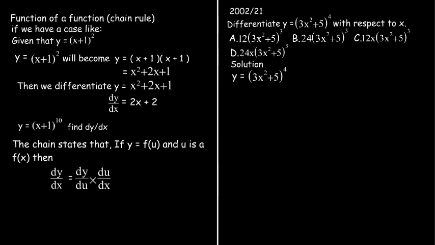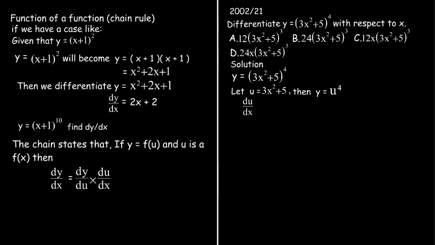Now at this point we are going to introduce another variable to be equal to all the elements in our bracket. So for example, we can say let u be equal to 3x squared + 5. Doing so, our original equation becomes y equals u raised to the power of 4. Now the next step is to find du/dx, that is, differentiating u with respect to x, and to find dy/du, that is, differentiating y with respect to u.